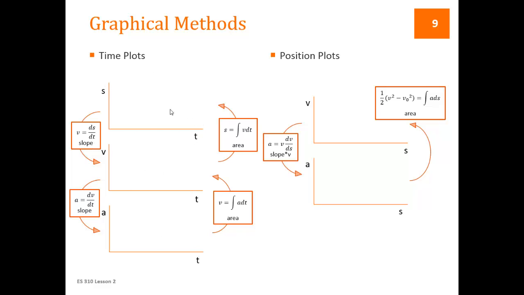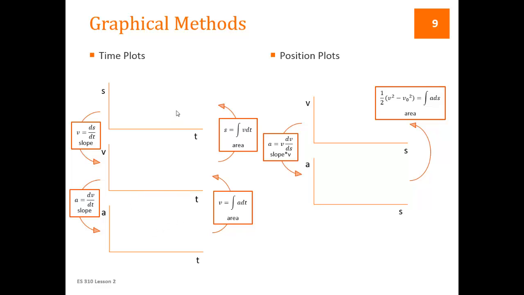So if you're given an s versus t, you remember that s is related to v through the derivative, right? So the derivative of s is v. Well, graphically, a derivative is just a slope. So the v plot would be the plot of the instantaneous slope at each time on the s plot. Same thing from a to v, right? So the time derivative of v is equal to a. So the acceleration plot is the plot of the slopes of the velocity plot.